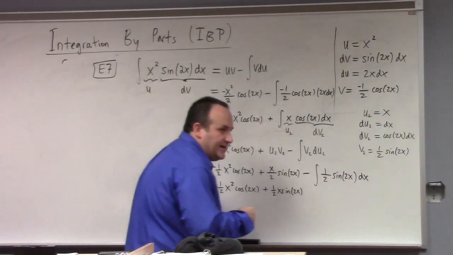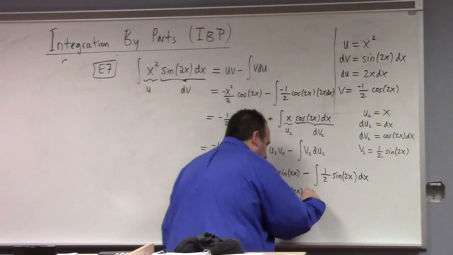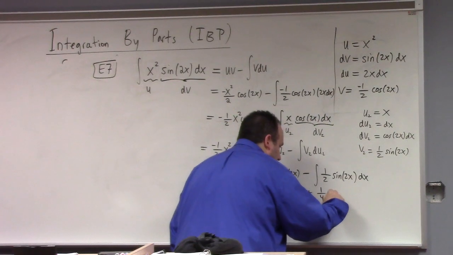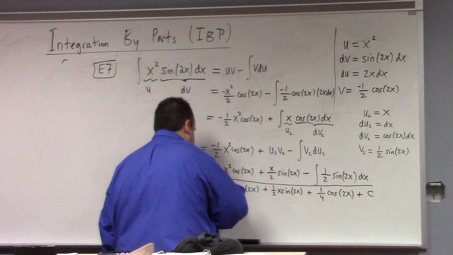When I integrate the sine, I get minus cosine, but the minus and the minus cancel, so I get plus 1/4 cosine of 2x plus a constant. And there you have it.